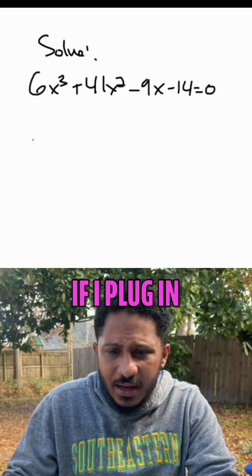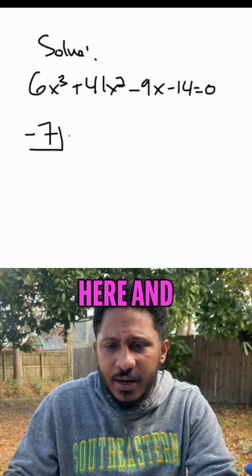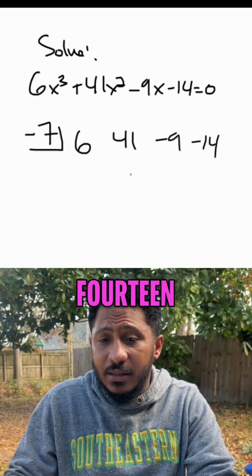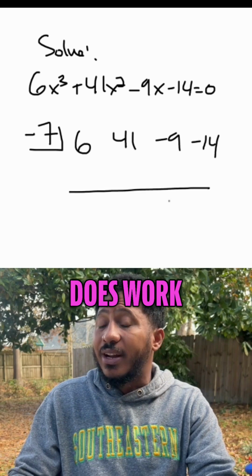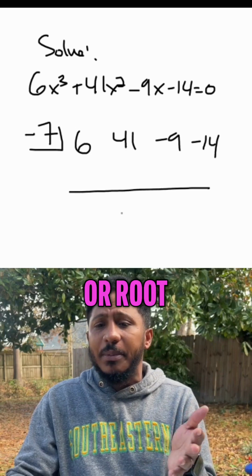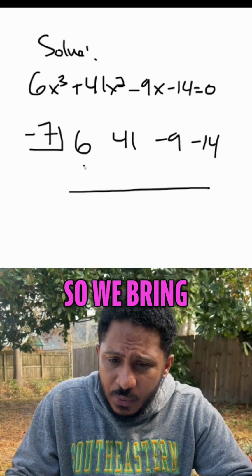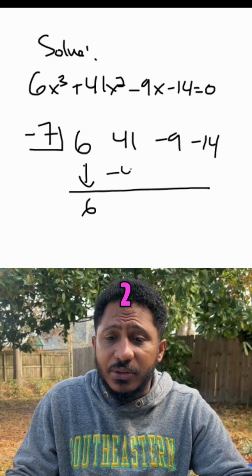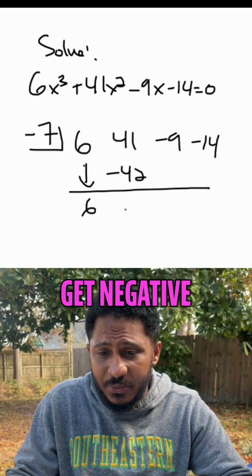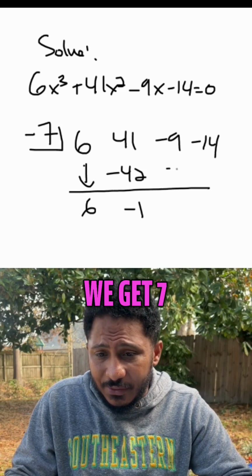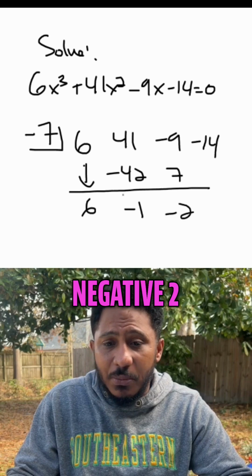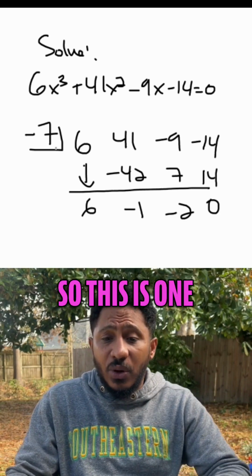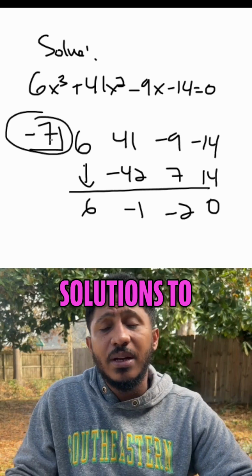If I put -7 in the corner here, and then outside we put the coefficients 6, 41, -9, and -14. And again, if -7 does work, it is a 0 or a solution or a root, meaning the remainder is 0. So we bring down the 6, and then multiply. -7 times 6 is -42. Adding, we get -1. Multiply, we get 7. We add, we get -2. Multiply, we get 14. Add, notice we get 0. So this is one of the solutions to this equation.